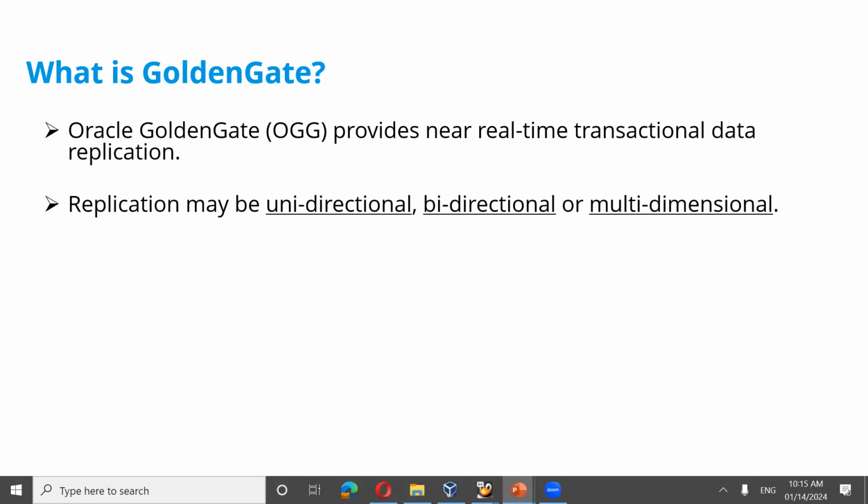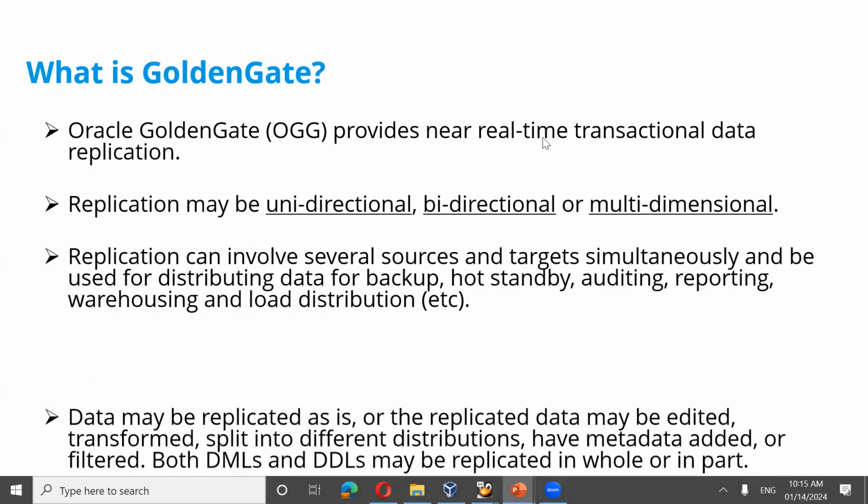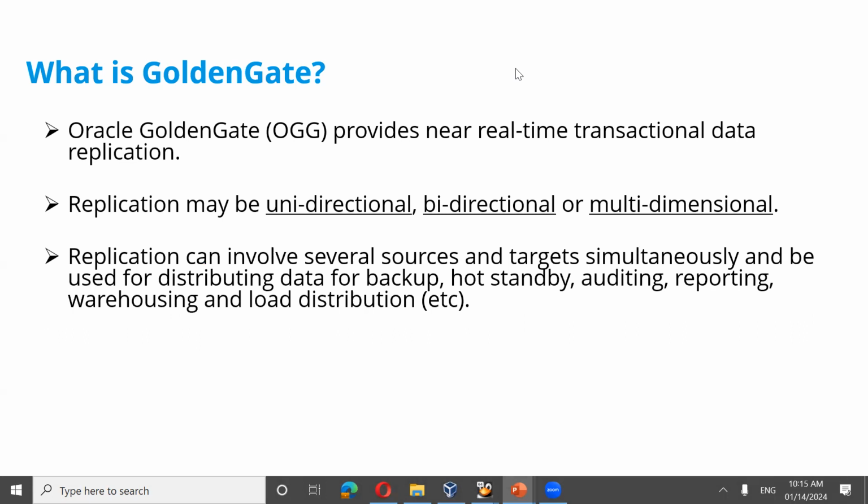Multidimensional means multiple sites may be involved, A, B, and C, and you want to replicate the data among all of them. So GoldenGate can support multiple topologies and multiple requirements for you. Now with GoldenGate, replication can involve several sources and targets simultaneously and can be used for distributing data for backup, hot standby, auditing, reporting, warehousing, and load distribution.